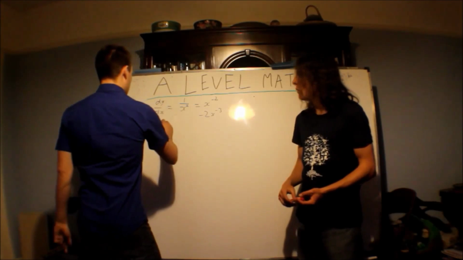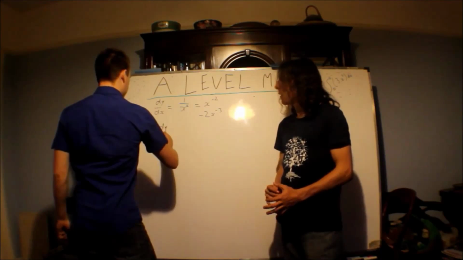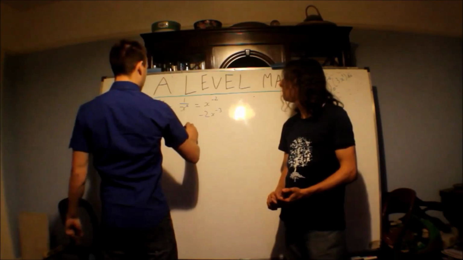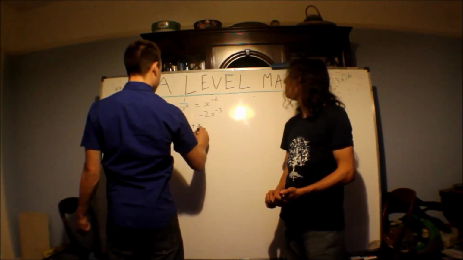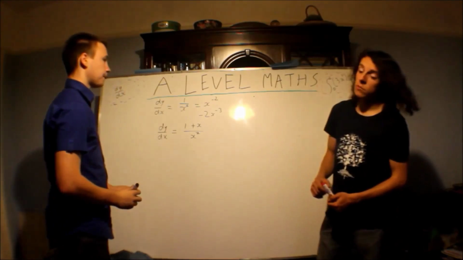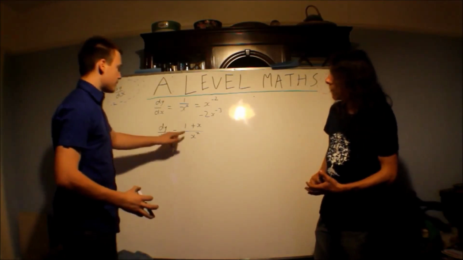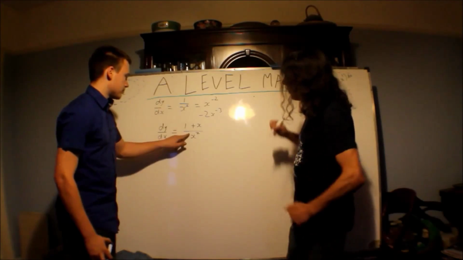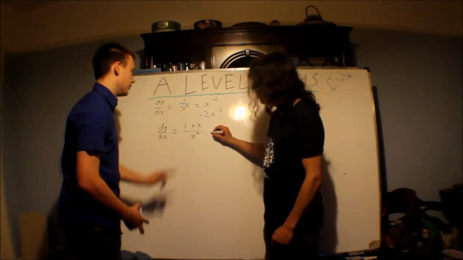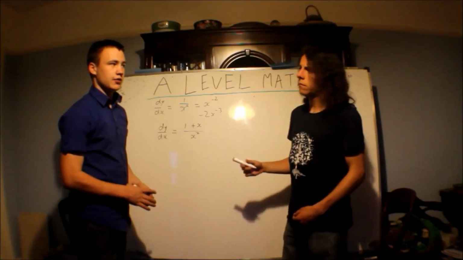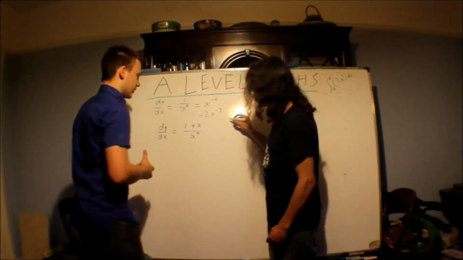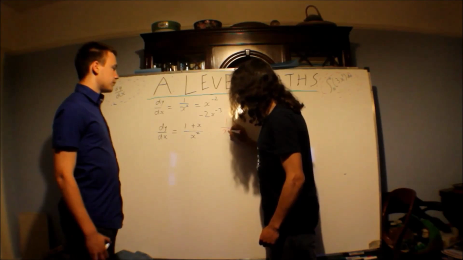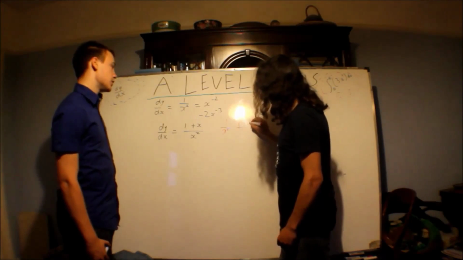So if we have another example, dy by dx of 1 plus x over x squared or something. That looks more awkward. First you've got to break up this division, so it would be 1 over x squared plus x over x squared. We'll write that intermediate step out first. So it becomes 1 over x squared plus x over x squared.